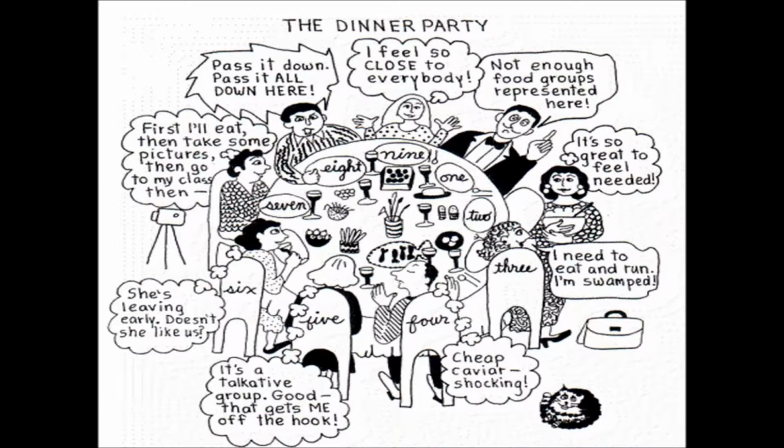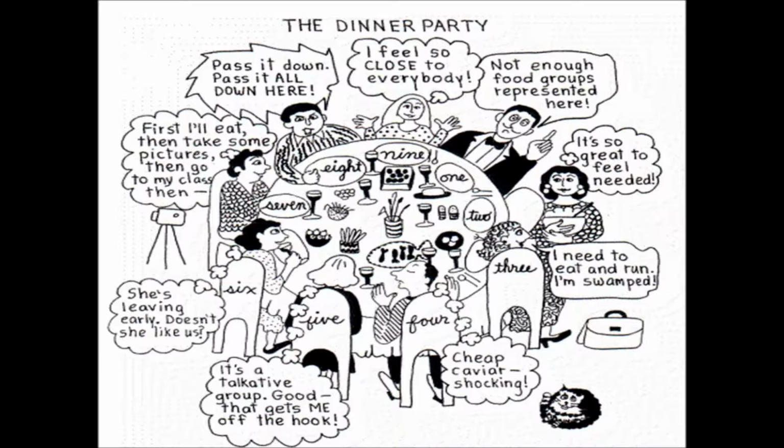The 1 might say, "Not enough food groups represented here." The 2 might say, "It's so great to feel needed." The 3 might say, "I need to eat and run, I'm swamped." The 4 might say, "Cheap caviar, shocking." The 5 might say, "It's a talkative group, good, that gets me off the hook."